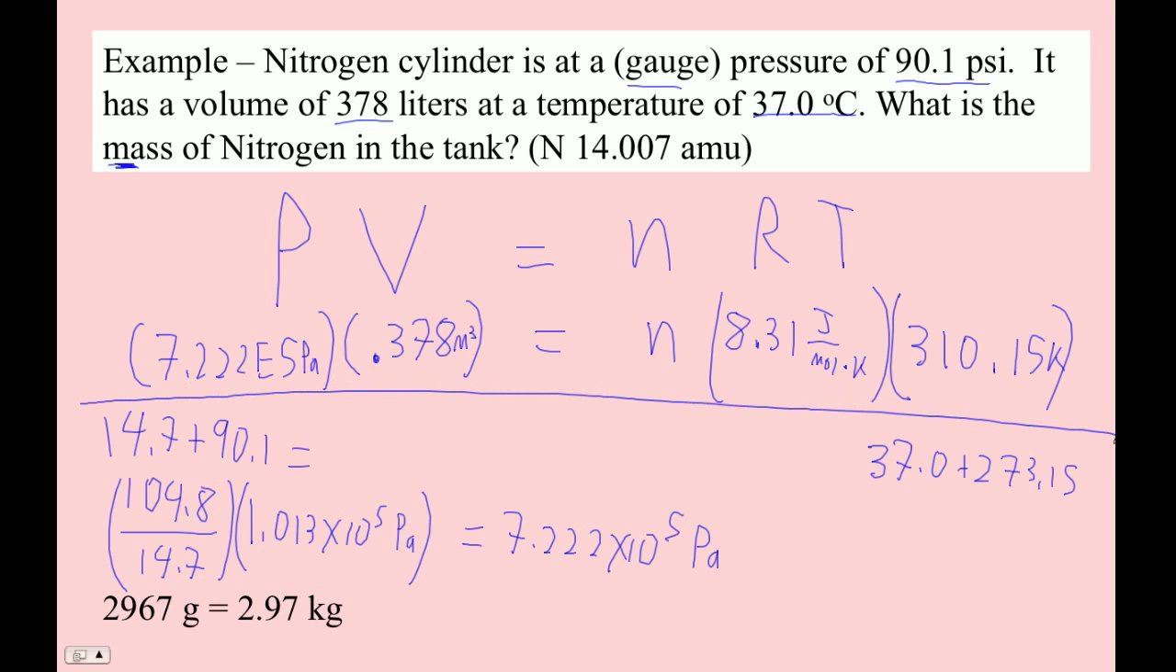Now we're ready, okay? This is our ideal gas law problem. I'm going to solve this for n. So I'm going to go this times this, divided by both this and this, right? So that guy times 0.378 divided by 8.31 divided by 310.15. And I get a lot of moles, right? I get that N equals, I'll put it right here. I need like a space. I got to box it off. N equals 105.9 moles.